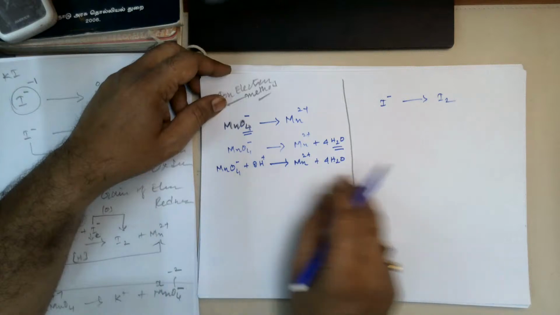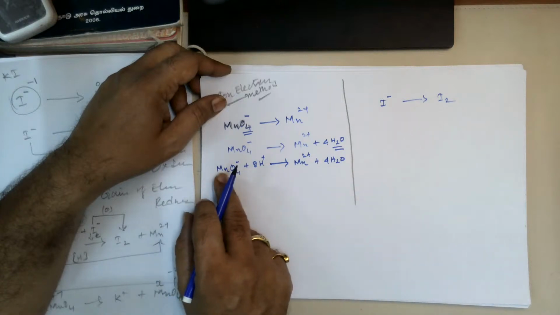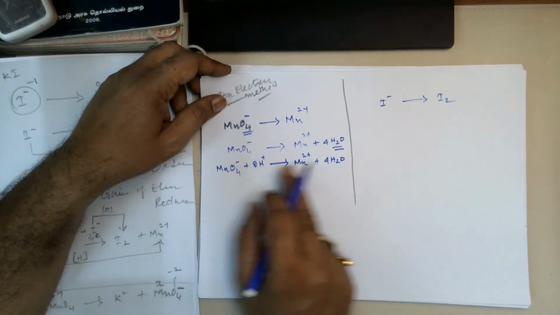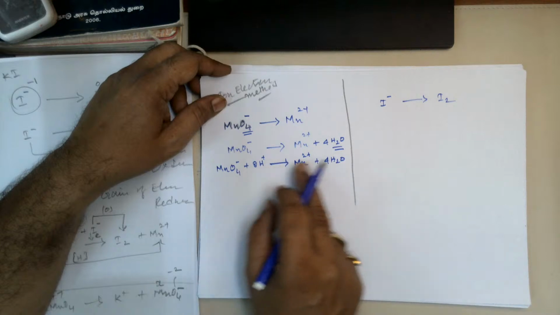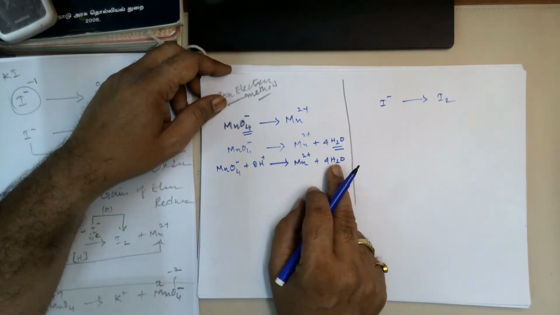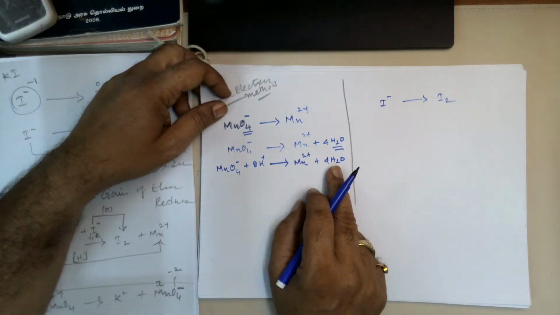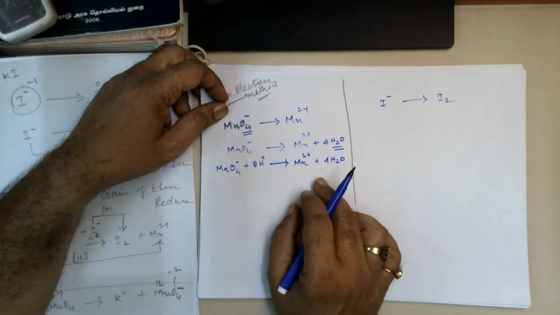Now you can check it. One manganese, 4 oxygen, 8H plus and 8H. Now, what is left here unbalanced? It is not yet balanced.